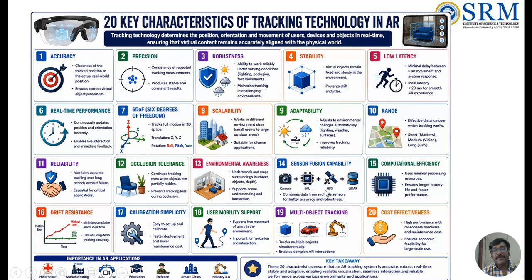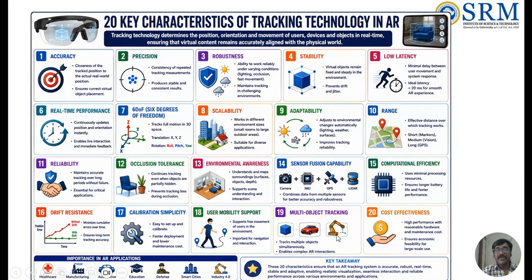Sensor fusion capability: it integrates camera, IMU, GPS, and LiDAR systems, combining the data from multiple sensors for better accuracy and robustness. Computational efficiency: uses minimal processing resources, ensuring longer battery life and faster performance. Drift resistance: drift is the position error with respect to time. Without drift, the tracking can be reliable. Calibration simplicity: easy to set up and calibrate, faster development and lower maintenance cost. User mobility support: supports the free movement of users in the environment. It is important for navigation.